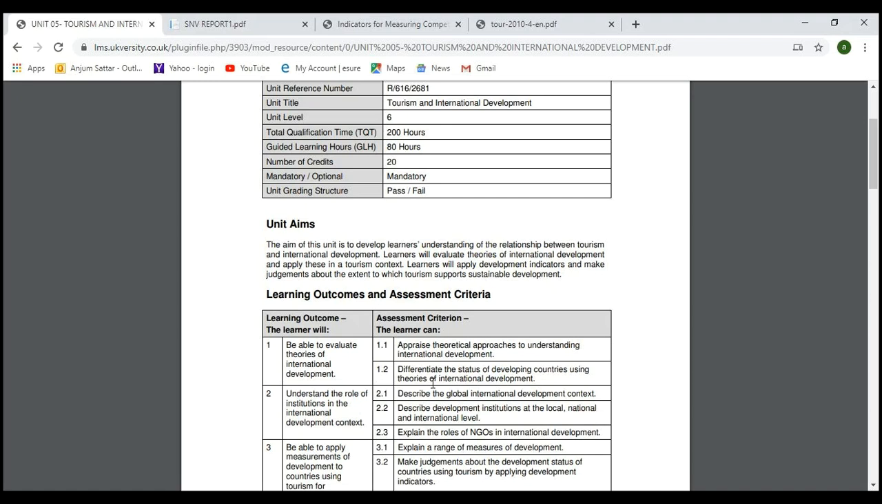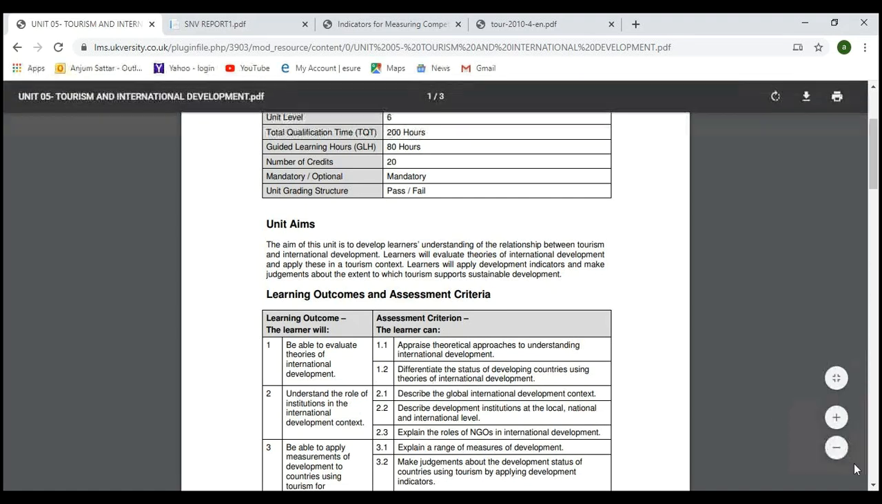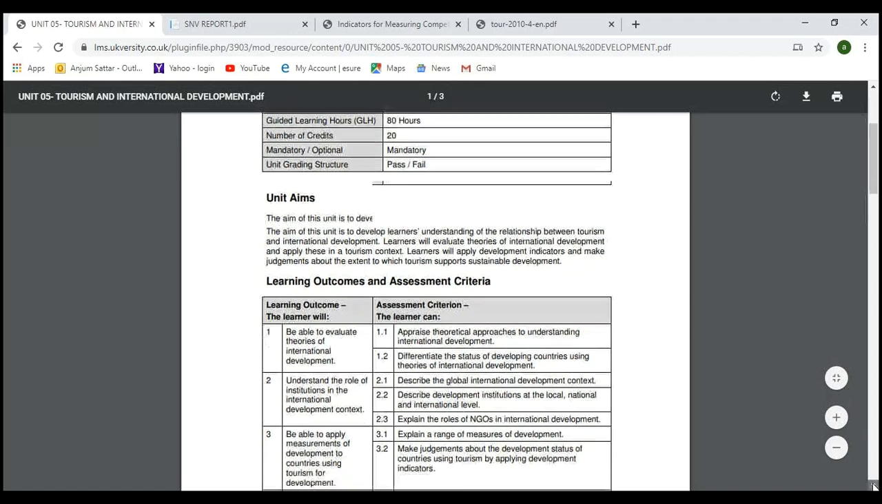Brilliant. So in LO1, we discussed being able to evaluate theories of international development. We discussed different development theories, pre and post development in different eras. And in LO2, we discussed the global international development context, where we discussed international organization roles like NGOs, non-governmental organizations, which we discussed during our last lesson.